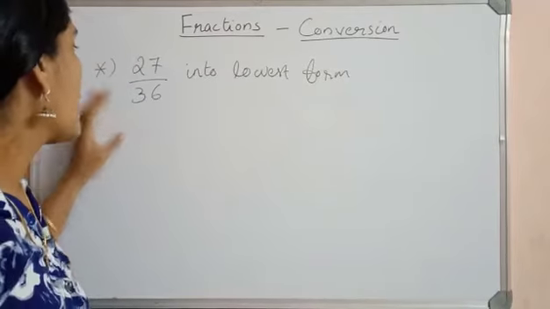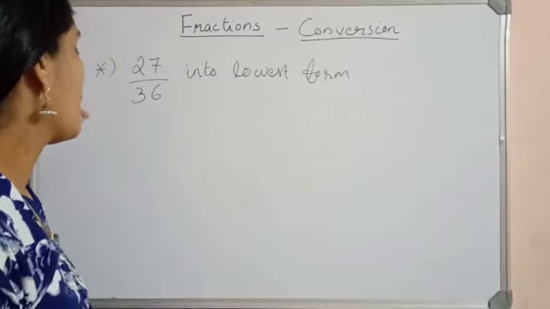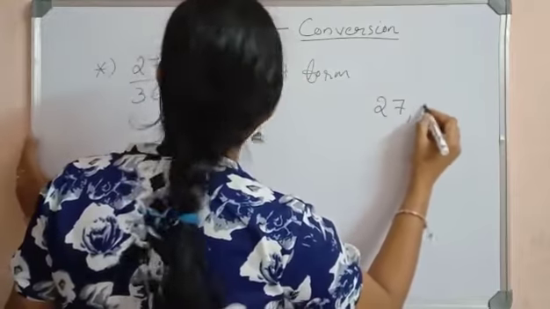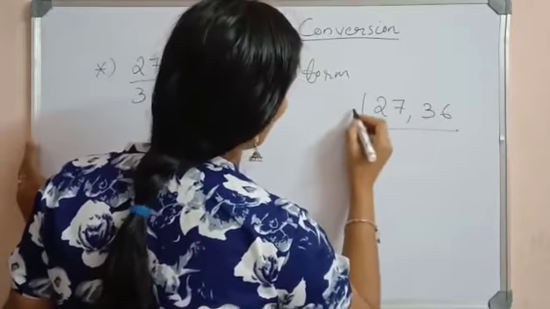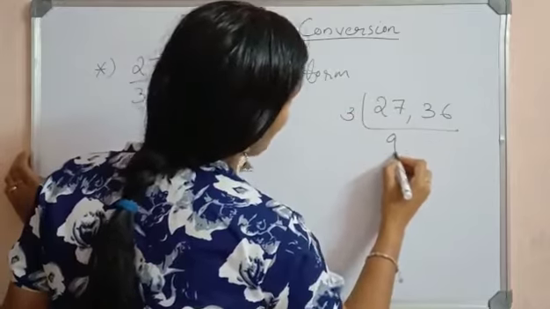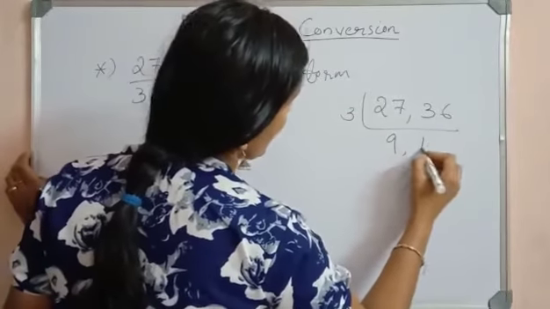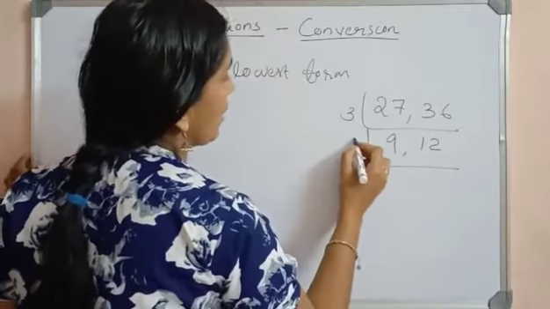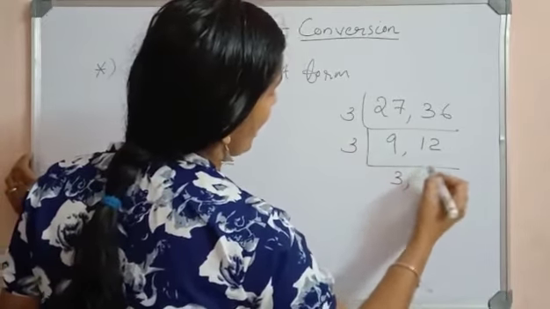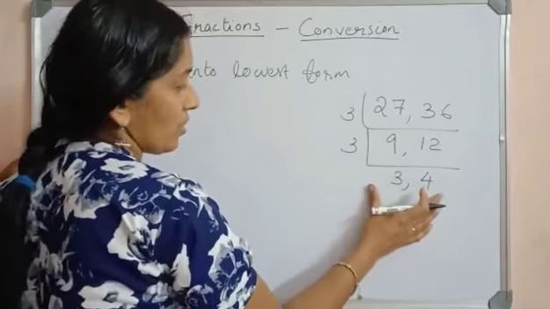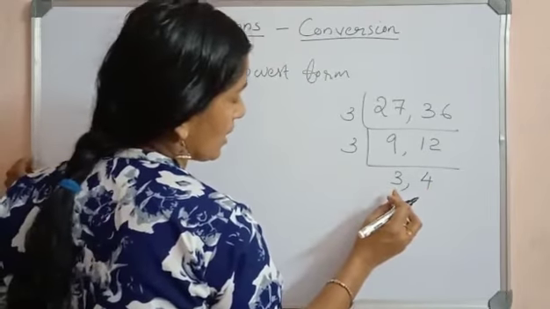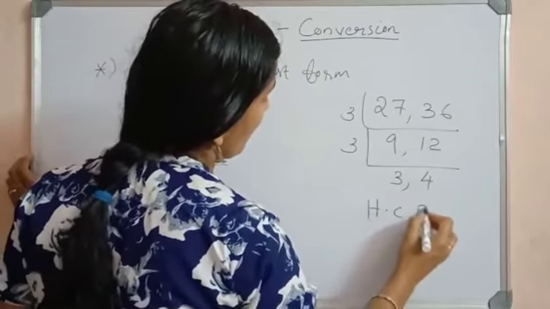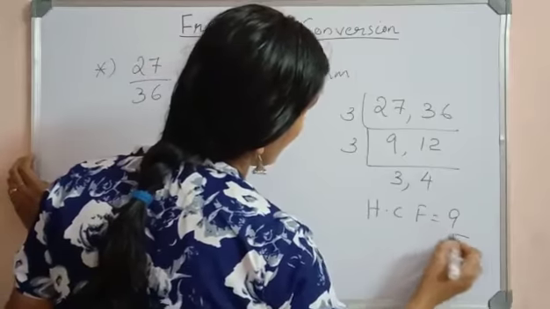Look at the next question, 27 by 36. So first we have to find the HCF of 27 and 36. So with 3 if we cancel, 3 9s are 27 and here this is 12. 12 3s are 36. Again by 3, 3 3s are 9 and 3 4s are 12. That's all the division process. Since there is nothing common between 3 and 4, our HCF will be 3 into 3, 9.